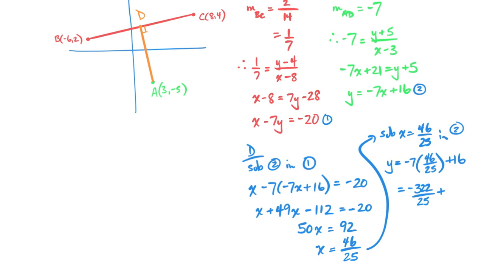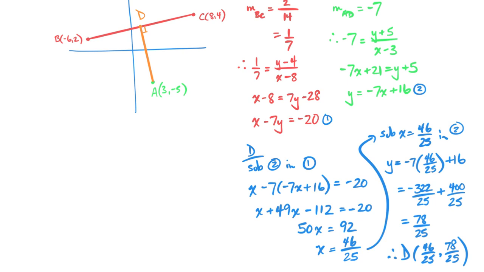So why don't I already change 16 into 25ths? That's going to get me 400/25ths. I now have my common denominator, so I can go ahead and put those things together, and that's going to get me a value of 78/25. Now, my denominator is 25. It's only made up of 5s. I see that there are no 5s in 78, so therefore, I know that point D is fully reduced at 46/25, 78/25. Oh, this has not gotten any neater.